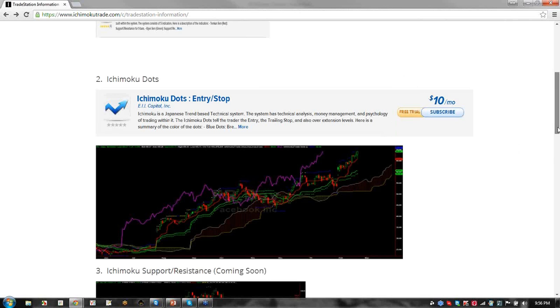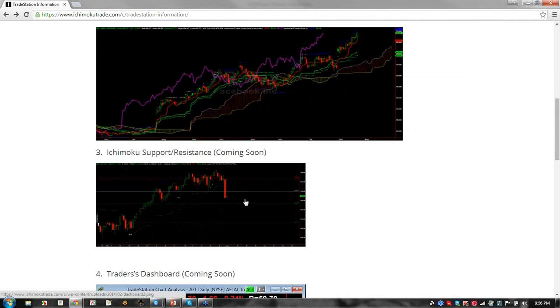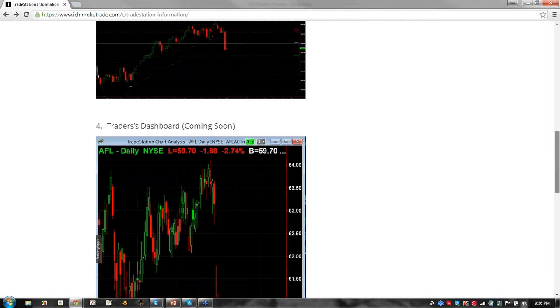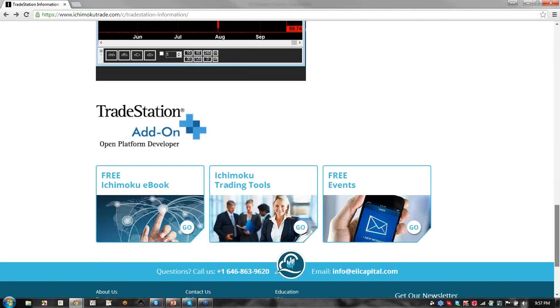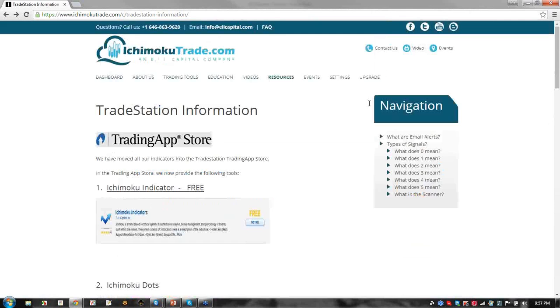This is $10. And then we also have these support resistances. There was someone mentioning how they love our support resistances that we put on Twitter. They're actually going to be coming in the TradeStation store very soon. That's going to be available. And then we also have Trader's dashboard, and so forth. So we've got a lot of tools that are available for TradeStation out there and so on.